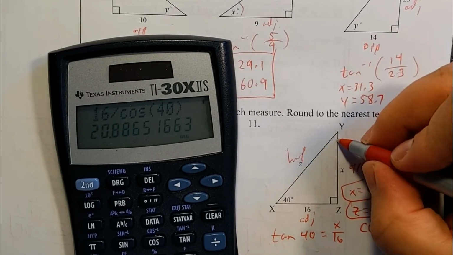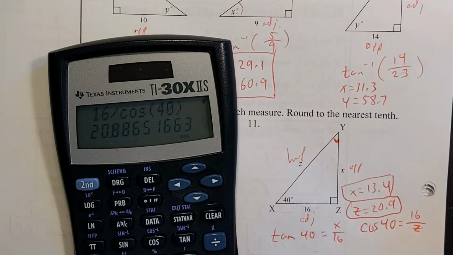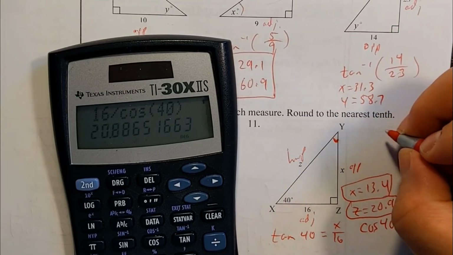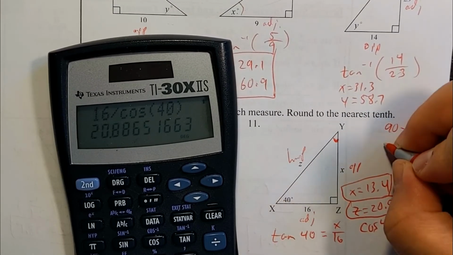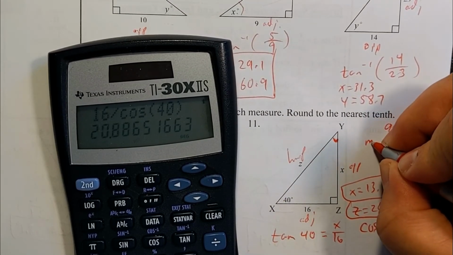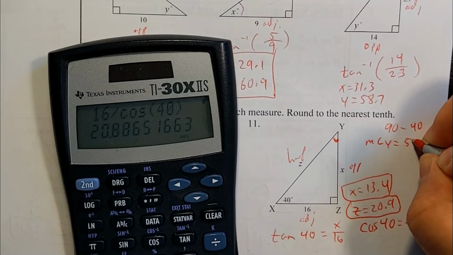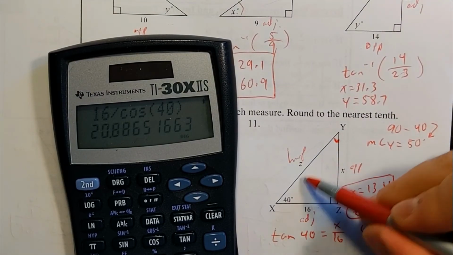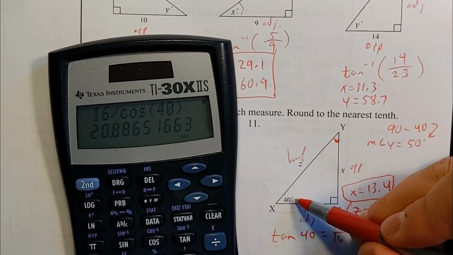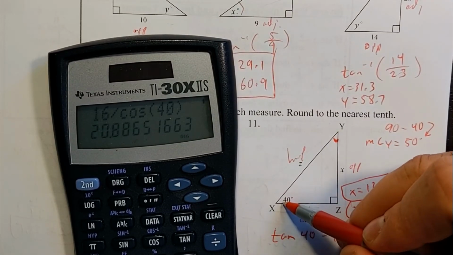And then the third part is finding this angle up here because we don't know what y is yet. But all you have to do is go 90 minus the angle that you know. And that's going to tell you what y is. So the measure of angle y is 50 degrees. And I got that just from subtracting the 90 degrees that these two angles have to share minus the 40 that I already know this angle is using.